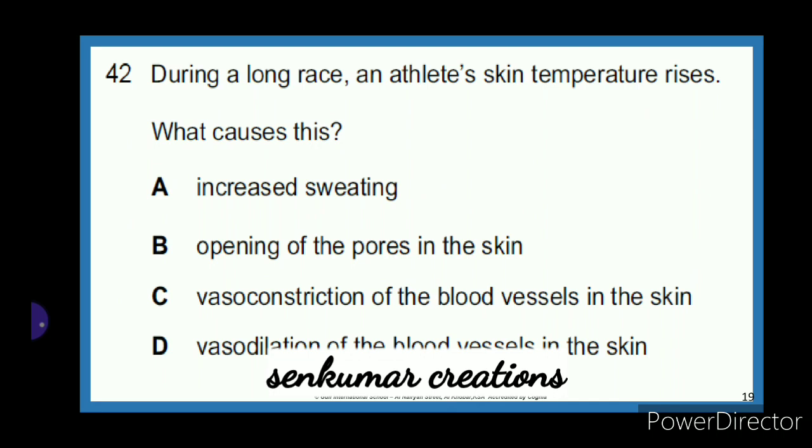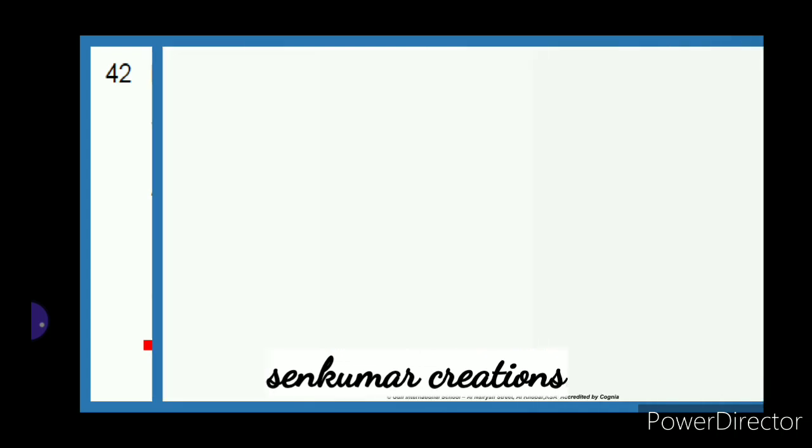During a long race, an athlete's skin temperature rises. What causes this increased sweating? Opening of the pores in the skin, vasoconstriction, no, vasodilation of the blood vessels in the skin. So vasodilation, more blood supply will be there. Okay, so vasodilation.